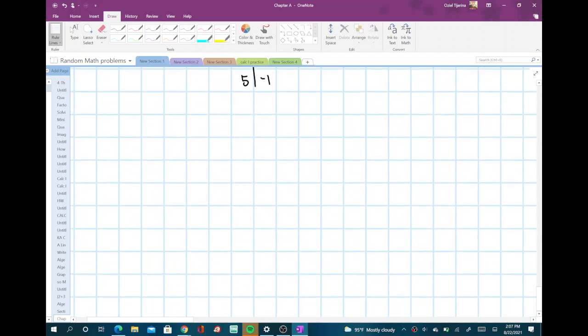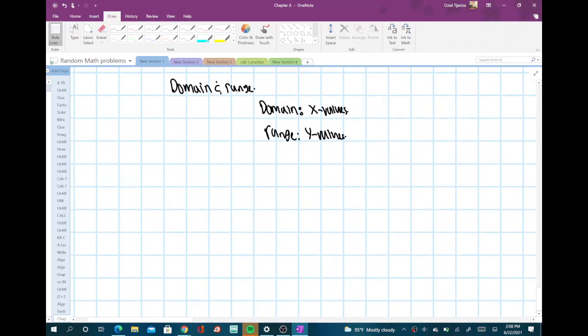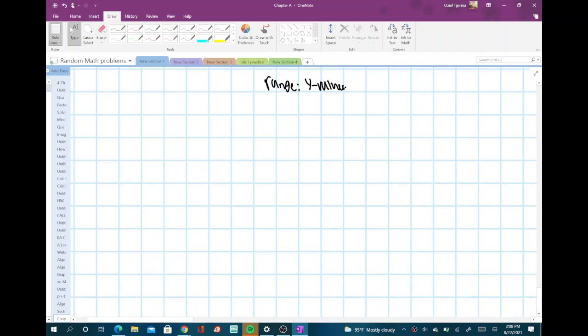Now, in a function, there is also what is called the domain and range. Okay. The domain is x, so like the x values. And the range is all y values. And there's also something called set builder notation. I think that's what it's called.